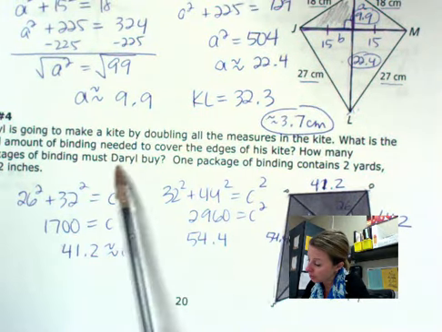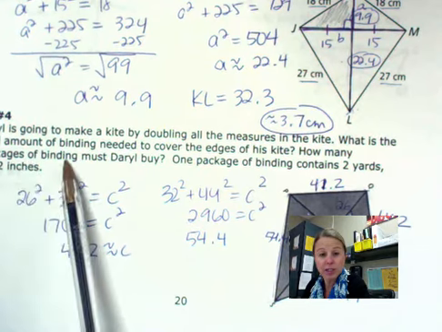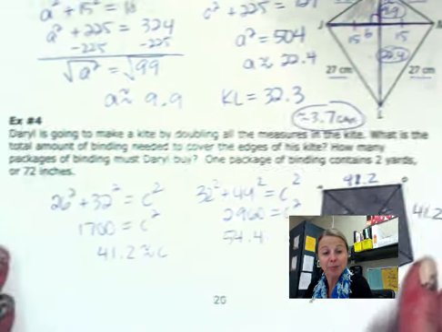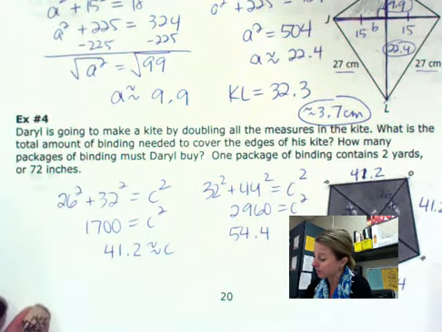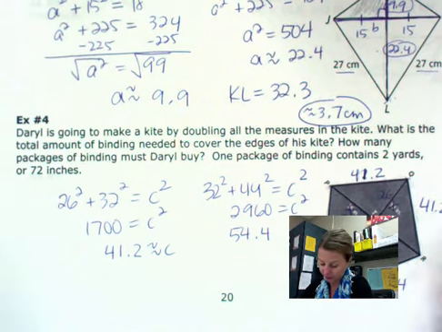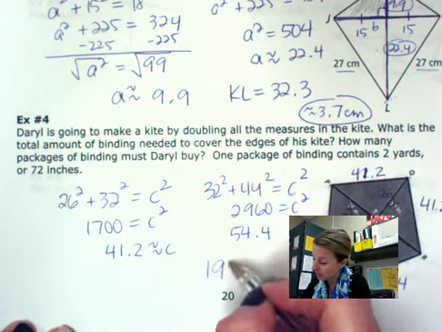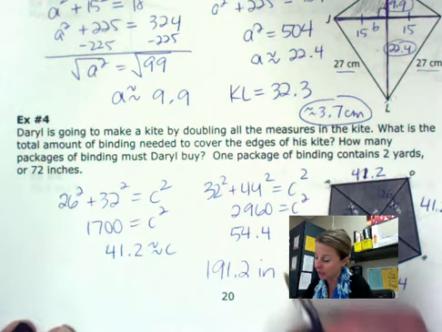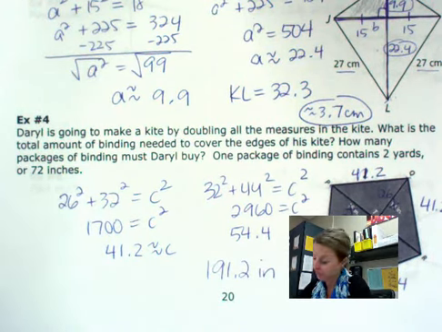So how much is the perimeter, I should say. So let's add these four together. So if I do 41.2 times 2, and then add that to 54.4 times 2. So I need 191.2 inches of binding.